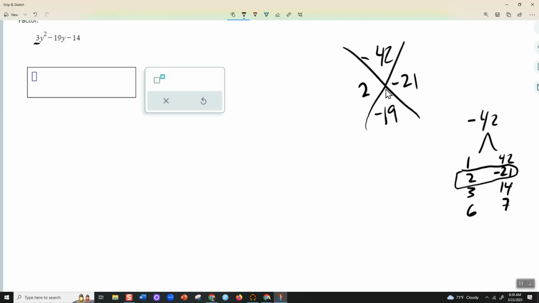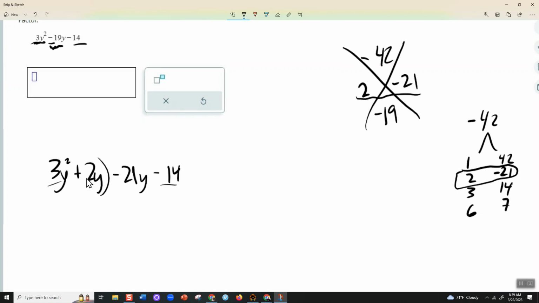So I'm going to replace the middle term, negative 19, with these two values. I'm going to have 3y squared plus 2y minus 21y minus 14, that's the end term. So I keep the first two terms, 3y squared and negative 14. I replace this middle term with the 2y and negative 21y, just like we've been doing in the previous ones.